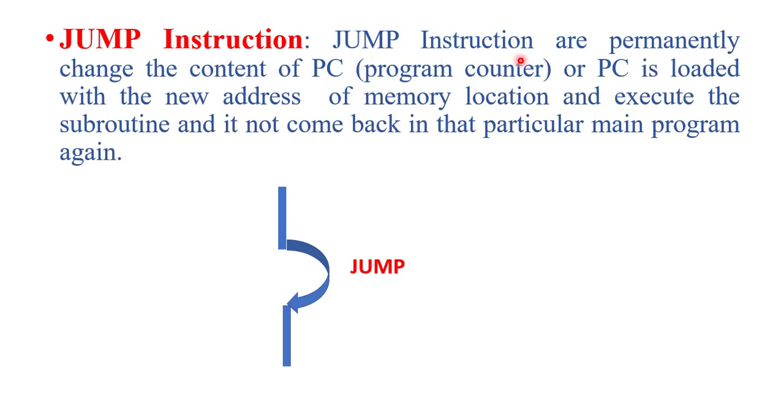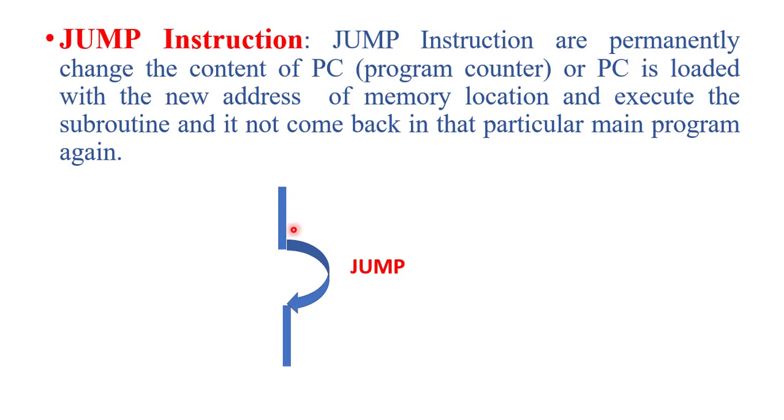So, jump instructions permanently change the content of the program counter, or the program counter is loaded with the new address of a memory location and executes that subroutine. After the execution of that subroutine, it cannot come back to that particular main program again. Here, with the help of a diagram, I will explain the jump instruction. As the name suggests, it is jumping somewhere else where the subroutine is stored.